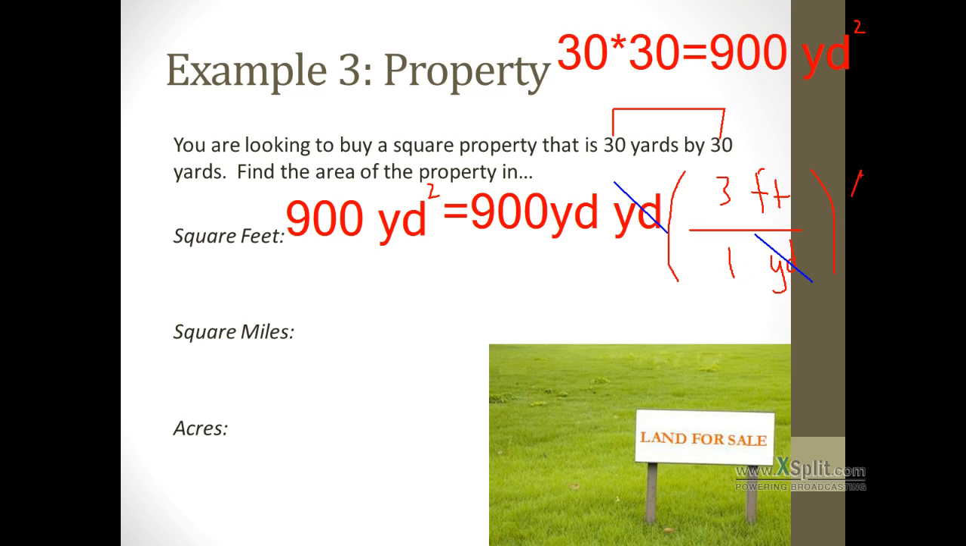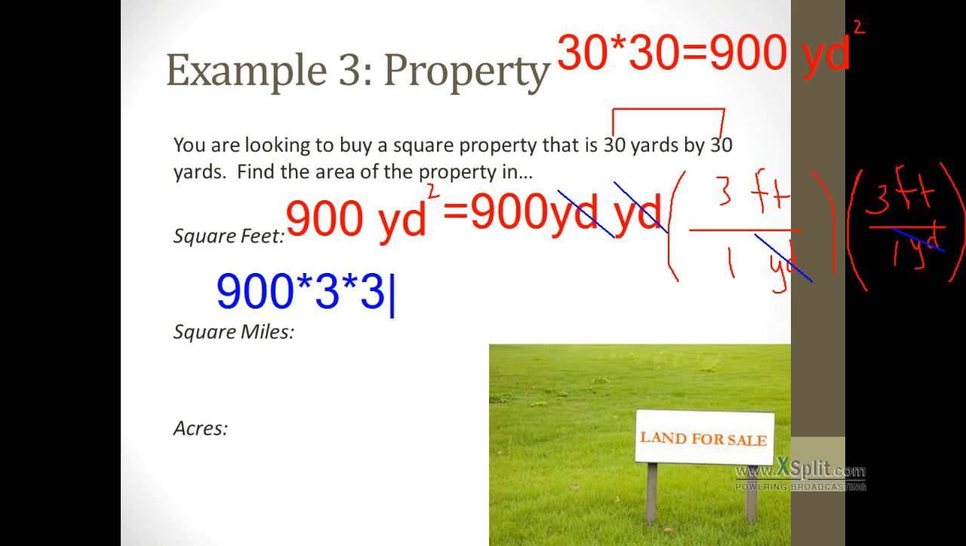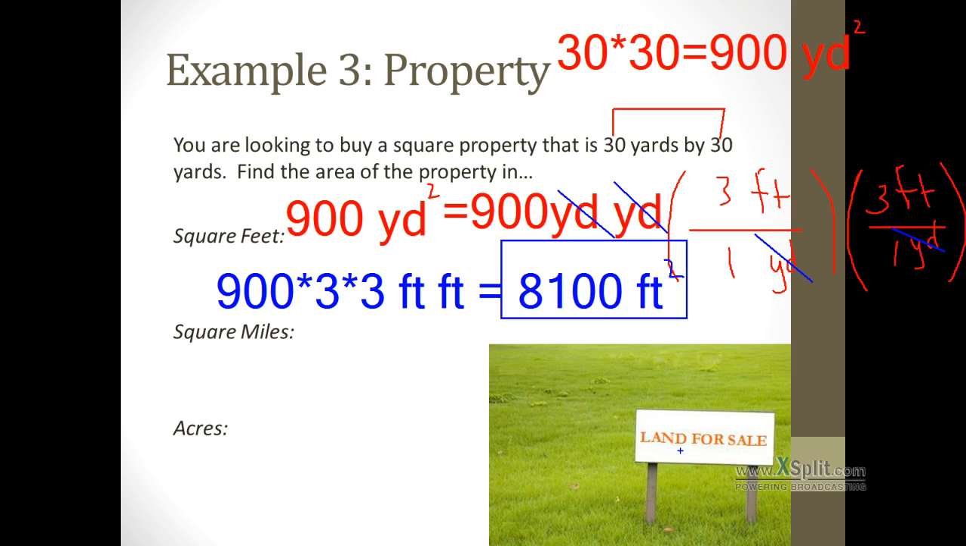So I need to multiply that once more. I need to multiply that 3 feet for every single yard. That's going to cancel my yards as well. And then, well, what do I have left? I have feet times feet, which is feet squared. I can go and multiply that. 900 times 3 times 3. In other words, I have 8,100 feet squared worth of space.